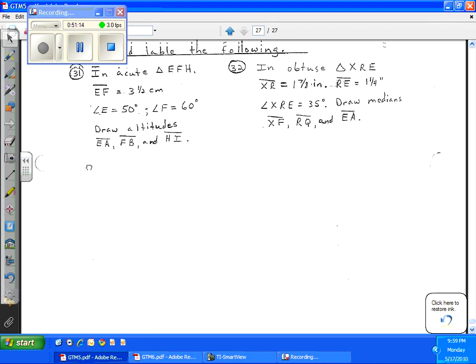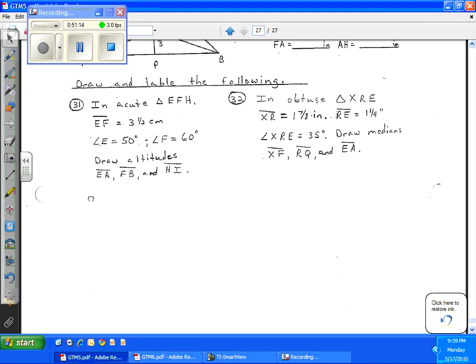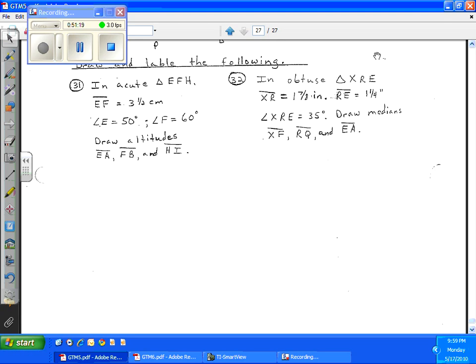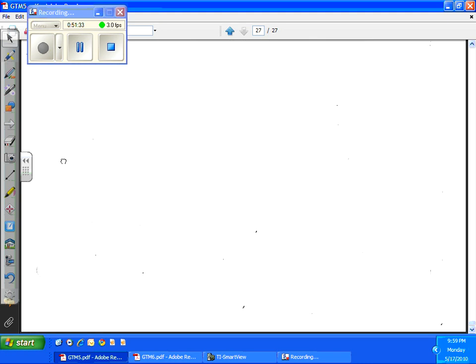All right, number 32, obtuse triangle XRE, 1 7/8, RE is 1 1/4. We're going to draw the medians. We're going to leave that one for you to investigate, maybe get some teacher help with.